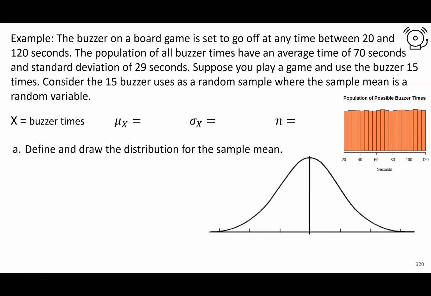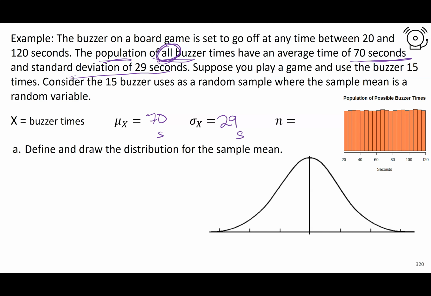So now we have a problem. It's a buzzer on a board game. It makes me think of the game Perfection back in the day. And so this board game, you set the buzzer and it goes off anytime between 20 and 120 seconds. Just randomly it's in there. And then we have a population of all buzzer times. They have an average of 70 seconds and standard deviation of 29 seconds. So this is all buzzer times. This gives away, it is a population. So 70 seconds here and then 29 seconds here.